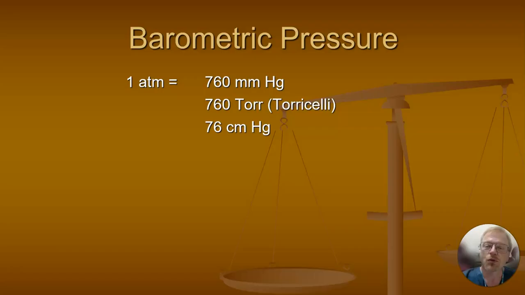And we also know that if we're just using a regular ruler or a yardstick from the United States, it's 29.9 inches of mercury. We also covered that if it is water, because mercury is 13.6 times denser than water, it would be 33.9 feet of water.